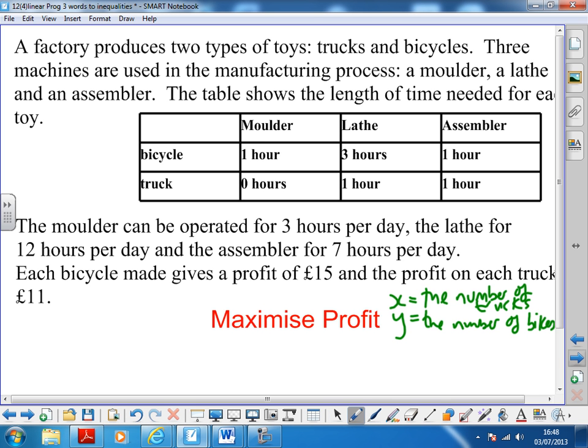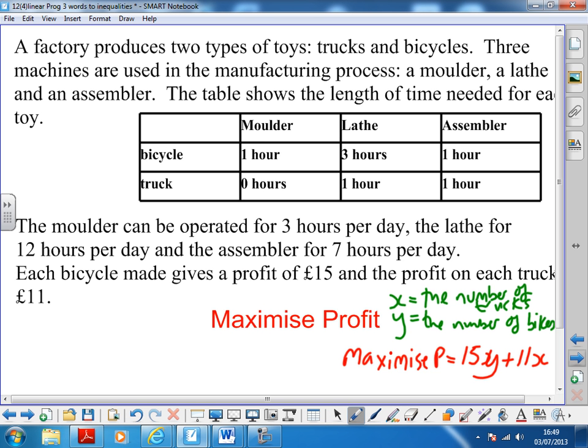It says already that we need to maximise profit, but have we got a formula for profit? What do we want to maximise? So each bike gives a profit of 15, and each truck a profit of 11. So you'd have 15y plus 11x. That would be the profit that we'd make depending on the number of bikes and the number of trucks, where x is the number of trucks and y is the number of bikes. So that's kind of the beginning and end. We've got the decision variables defined and we've got our objective. So what about the constraints?